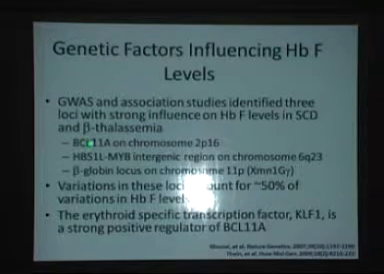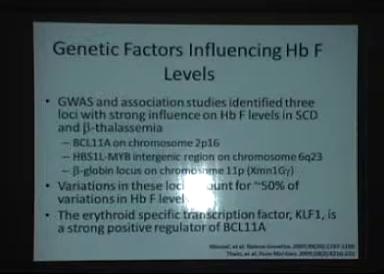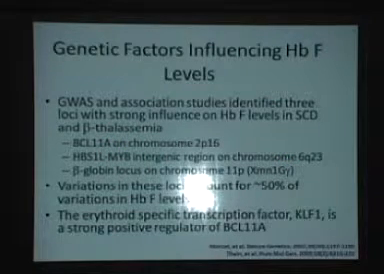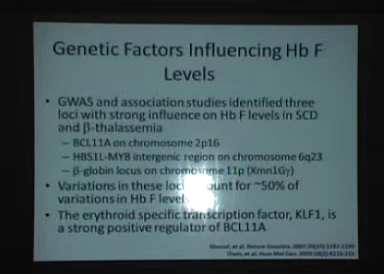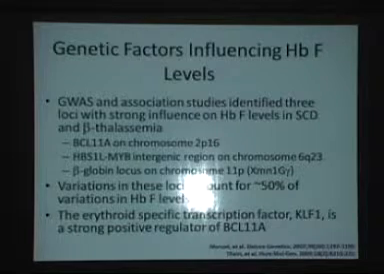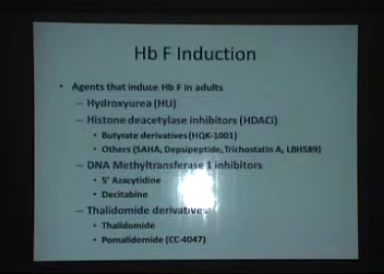However, now the BCL11A on chromosome 2 and HBS1L-MYB, which are pro-oncogenes in the intergenic region of chromosome 6, have also been shown to be quite important, and these three together probably account for 50% of the variations in hemoglobin F levels in sickle cell patients. All those have implications for management of the disease and for our understanding of the pathophysiology.